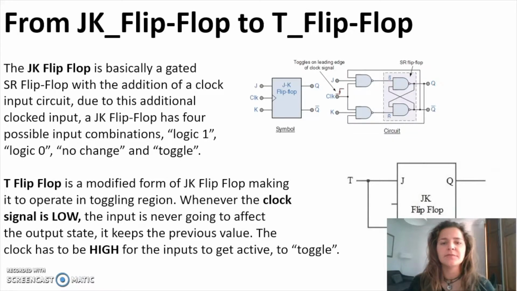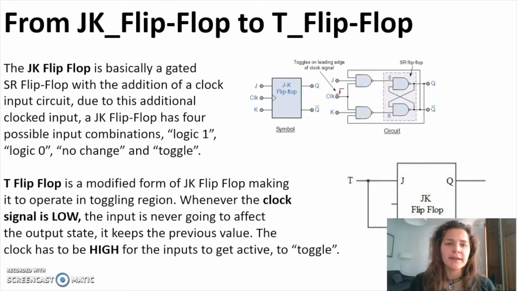JK flip-flop is basically a gated latch with the addition of a clock input circuit. Due to this additional clock, the JK flip-flop has four possible combinations: logic 1, logic 0, no change, and toggle. But in this project, it is important to understand the T flip-flop. The T flip-flop is a modified form of the JK flip-flop, making it operate in the toggle region always.